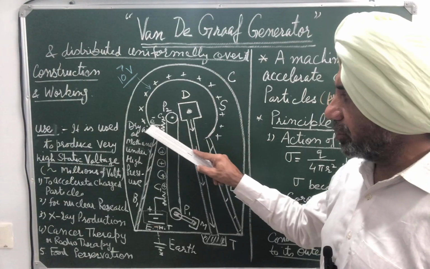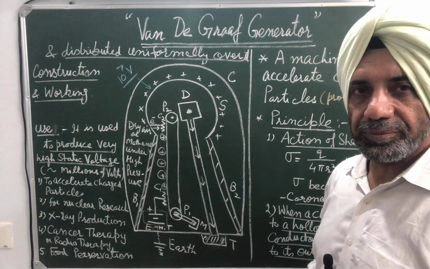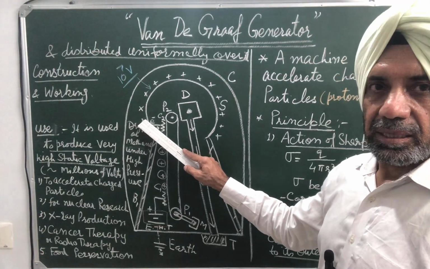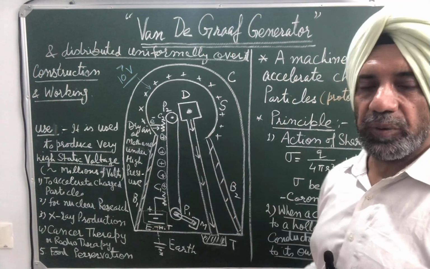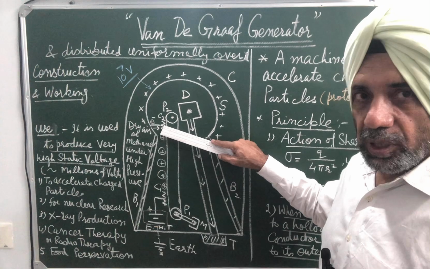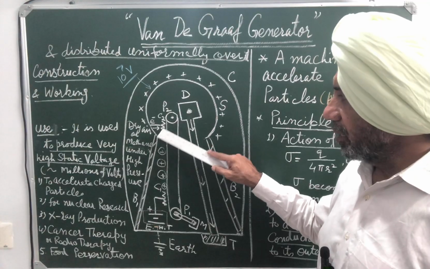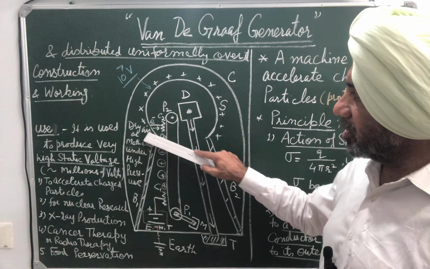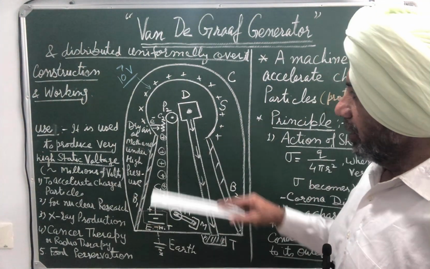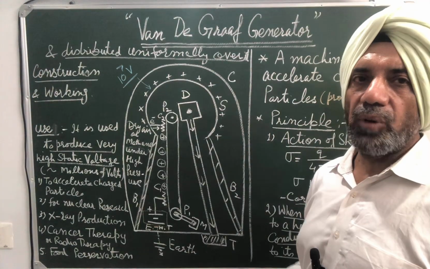Now, for every positive ion reaching the comb C2, an electron is given out by the metallic sphere S to neutralize that positive ion. As a result, positive charge is produced on the outer surface of the sphere S. So this process continues. Positive ions are reaching at C2. Electrons are releasing from sphere S to neutralize these positive ions. As a result, the outer surface of sphere S starts acquiring positive charge, which increases as the machine continues working.